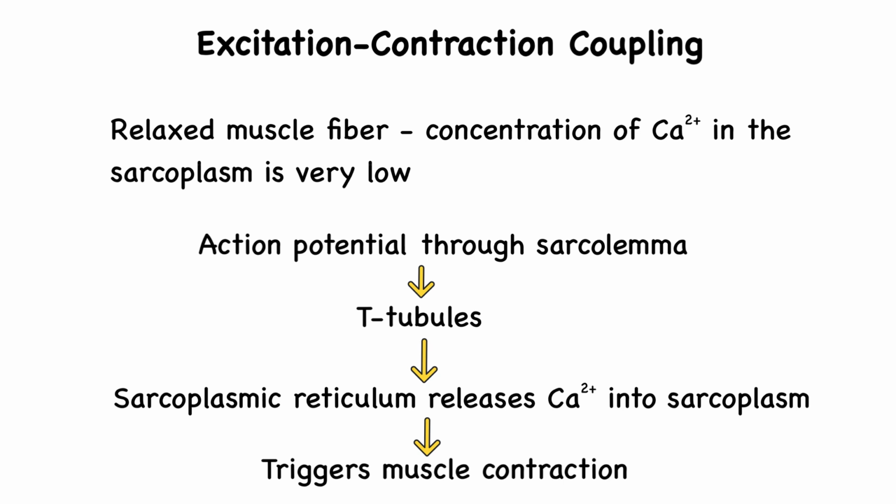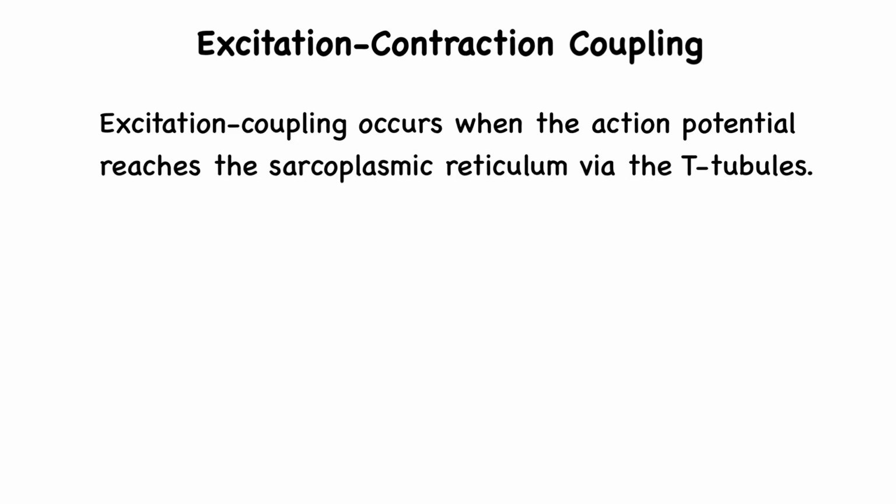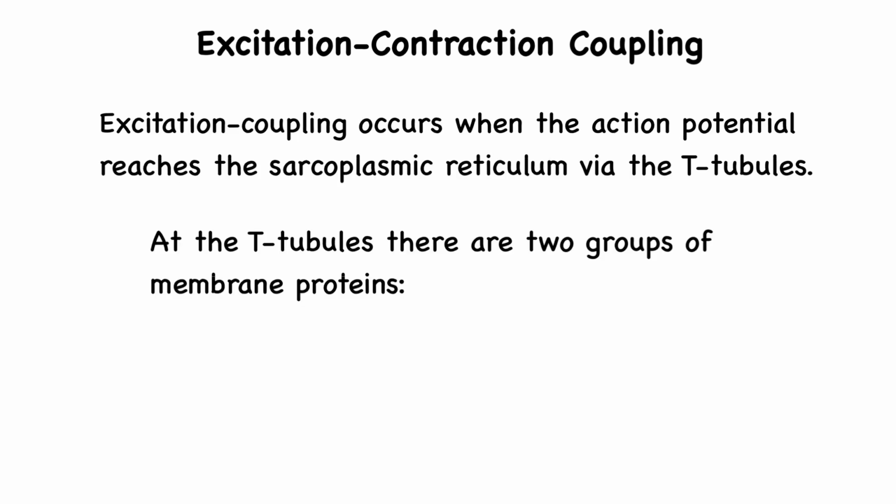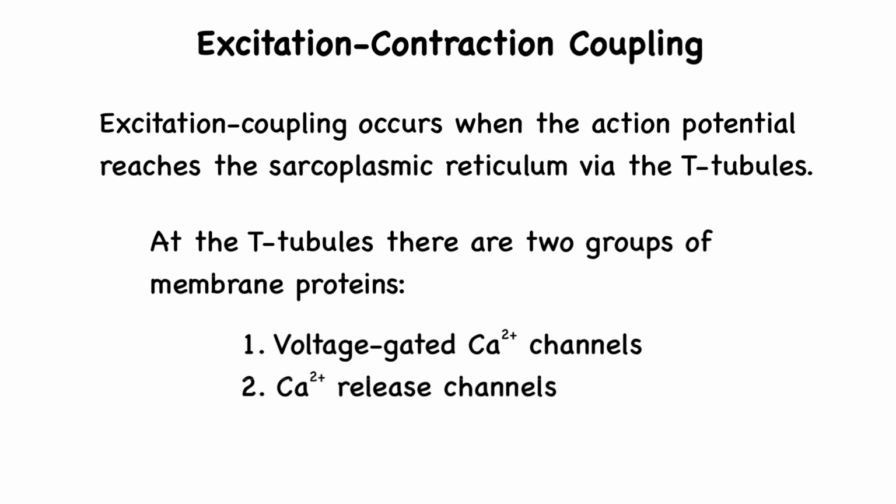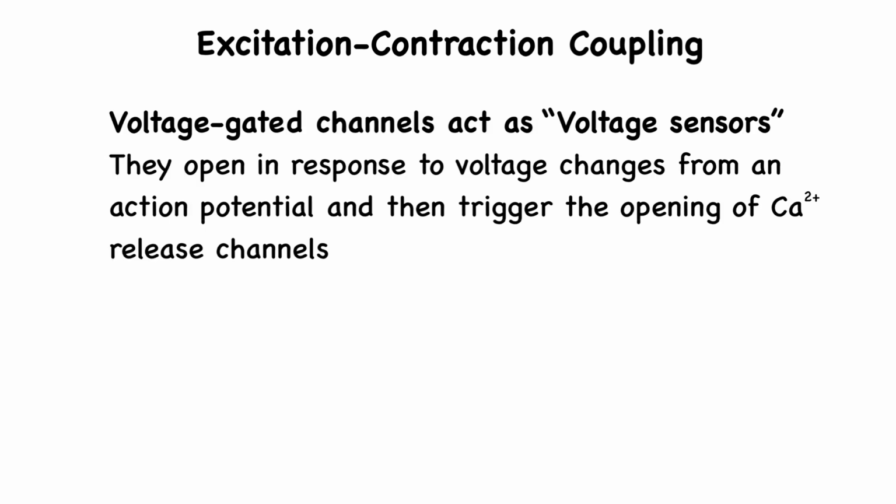Excitation-contraction coupling occurs when the action potential reaches the sarcoplasmic reticulum via the T-tubules. Here, there are two groups of membrane proteins, voltage-gated calcium channels and calcium release channels. The voltage-gated calcium channels serve as voltage sensors that in turn trigger the opening of the calcium release channels. The voltage change that occurs when the action potential reaches the sarcoplasmic reticulum is what triggers the voltage-gated calcium channels.